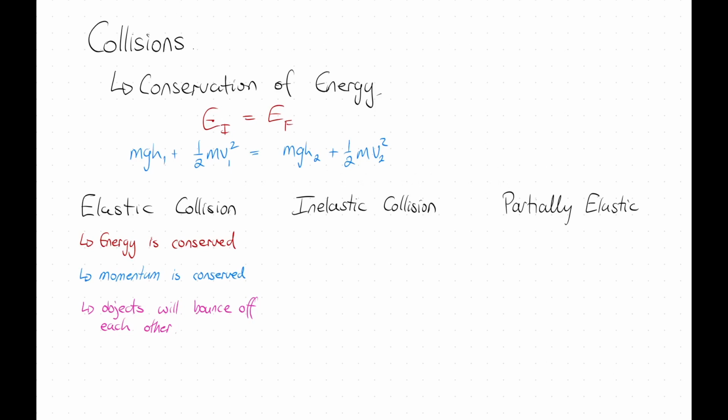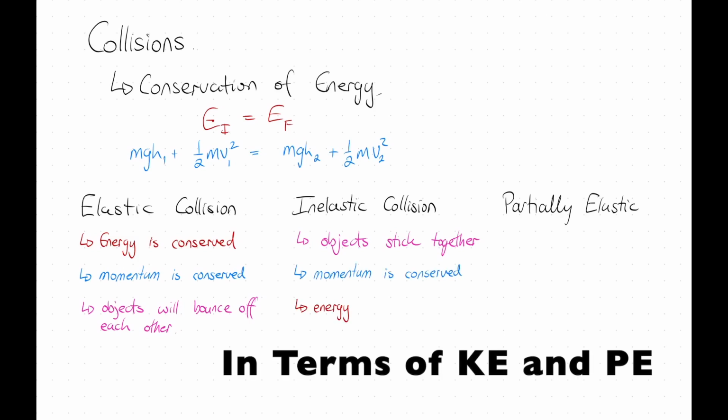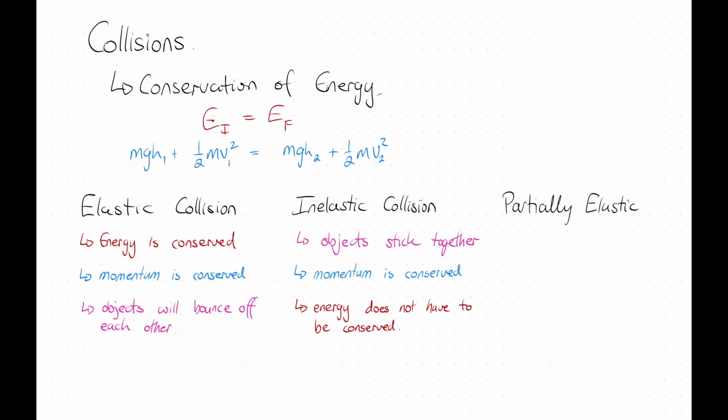In an inelastic collision, we have objects stick together. In all collisions, what is conserved? Momentum. Yes, so momentum is conserved in inelastic collisions. However, energy is not always conserved. Finally, we have our partially elastic collision. Surprisingly, it's going to be similar to our elastic collision, so that objects will bounce off each other. Momentum is conserved. Energy does not have to be conserved.